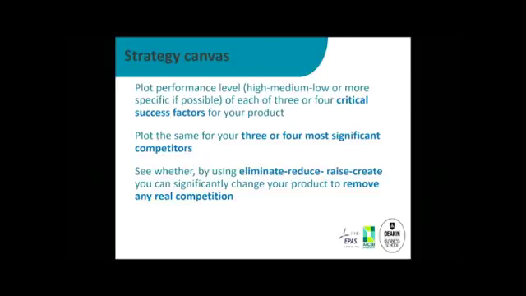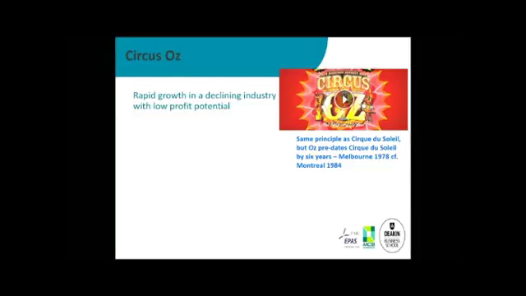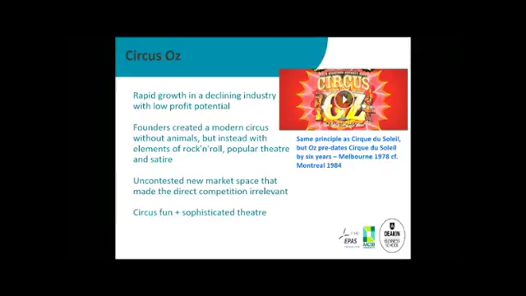Strategy canvas, we just choose a couple of critical success factors and we have a look at what's happening over time, usually, and check out how this works with our competitors and see if there is an opportunity, in that spectrum, to gain an advantage. And let's look straight at the example here of Circus Oz. So Circus Oz is an alternative to Cirque du Soleil. You all know Cirque du Soleil and probably know what. Does anyone know Circus Oz? No, that's what I thought.